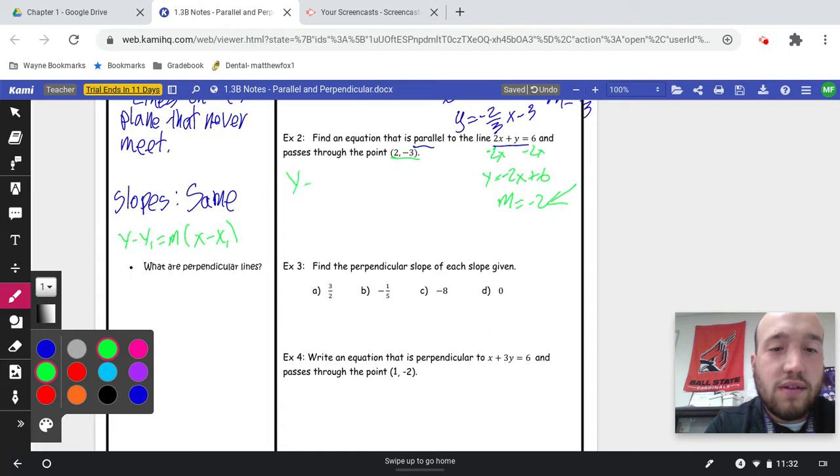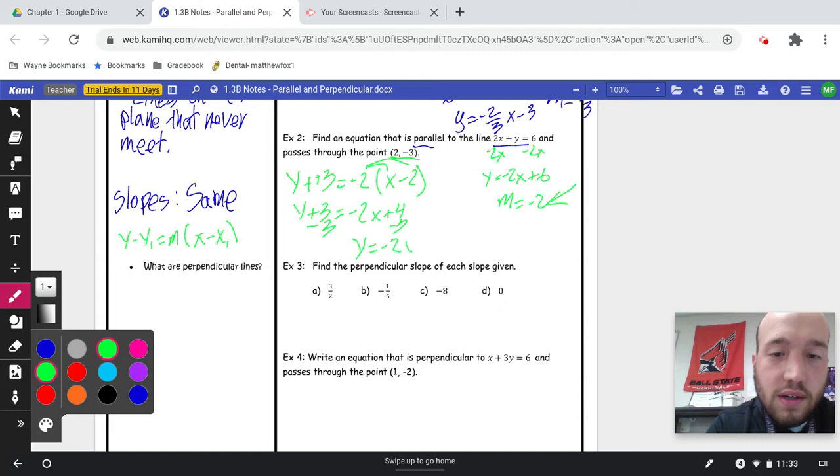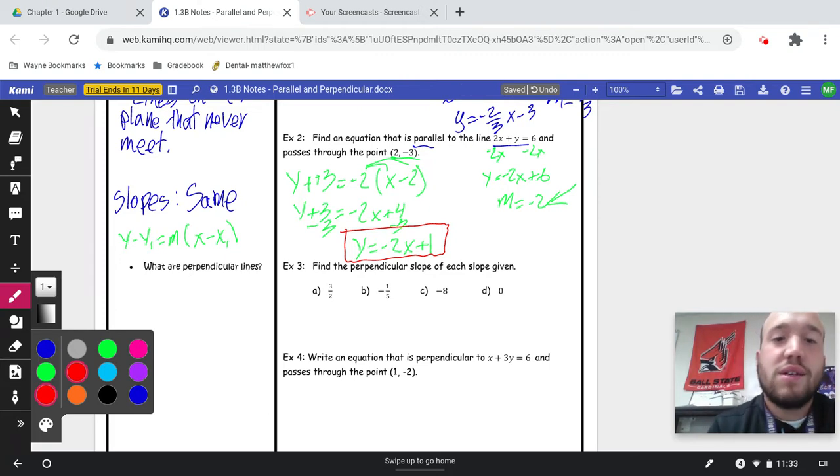So y minus -3 equals -2 times x minus 2. Okay, we distribute. Also, this becomes plus 3 because it was minus a negative. And we have -2x plus 4. At this point, minus 3, y equals -2x plus 1. And that will be our answer there. Okay, so right here is our final answer. And make sure, last week, some of you, when you were solving problems like this, you got it to this point and then you left it. Okay, we want to distribute, we want to solve and simplify it into slope-intercept form.